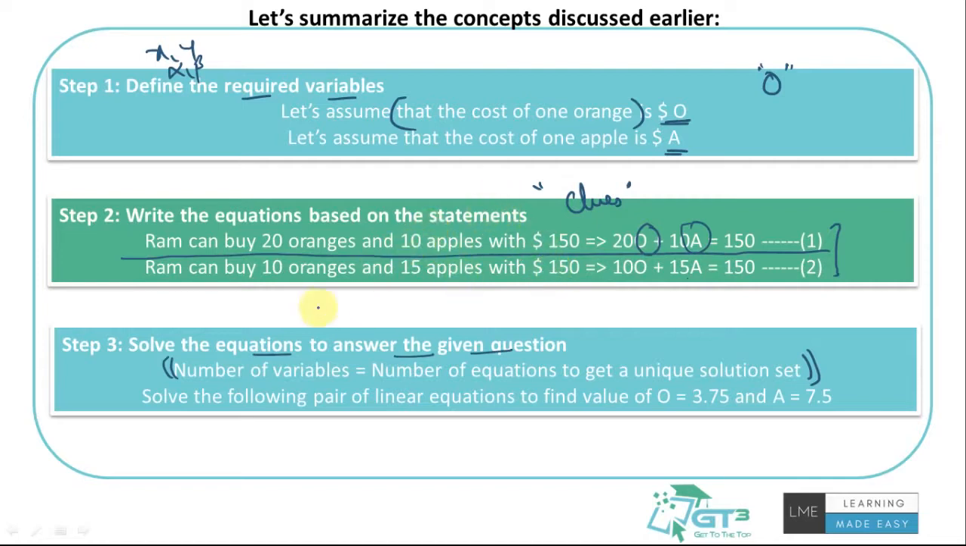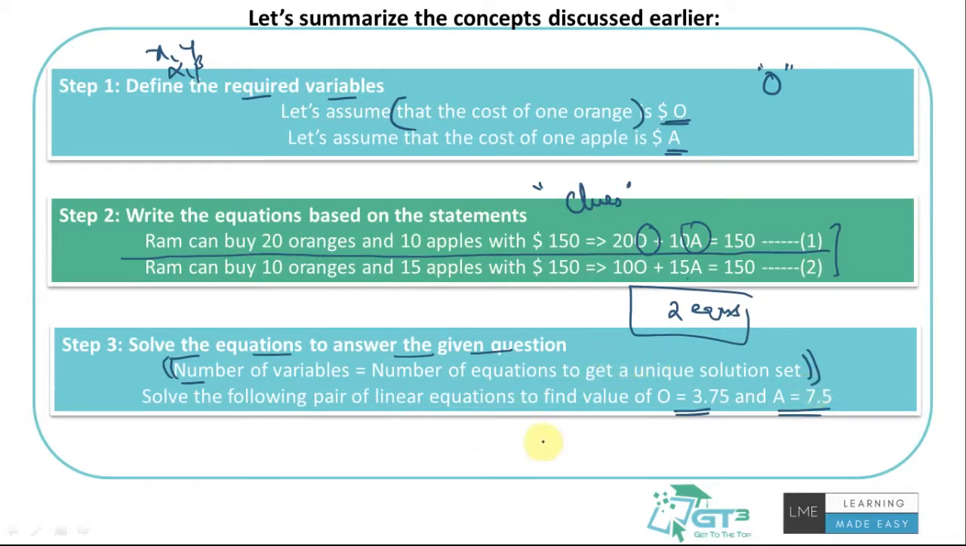But to get a unique pair, that is one value for O and one value for A, generally it will happen only if you have the number of variables equal to the number of equations. So you have two variables O and A, you are bound to see two equations. They will give you clues mostly like this so that you get those two equations. Then solve the following pair to find those values, like O is so and so and A is so and so, and then you will be done with the question. Or you might have to multiply or divide with something to get the required answer.